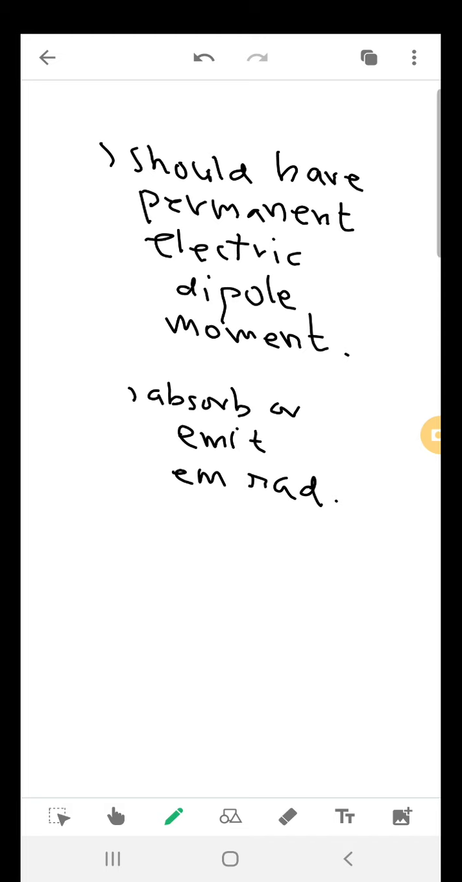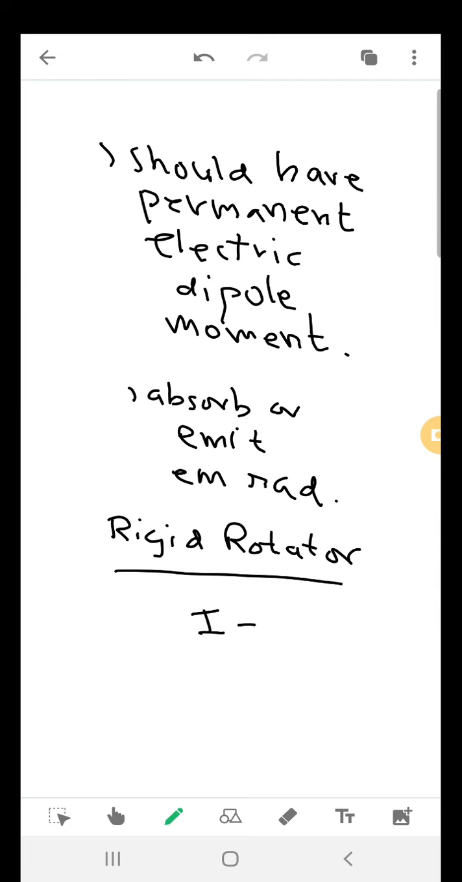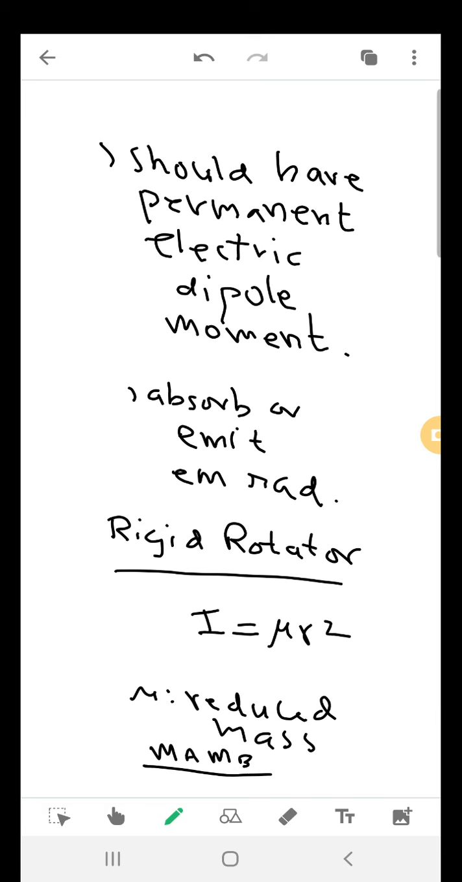Now, the moment of inertia of such a molecule, considering the molecule as a rigid rotator, the moment of inertia I is equal to mu r square, where mu is the reduced mass, which is MA MB divided by MA plus MB, and r happens to be the distance from the axis of rotation.